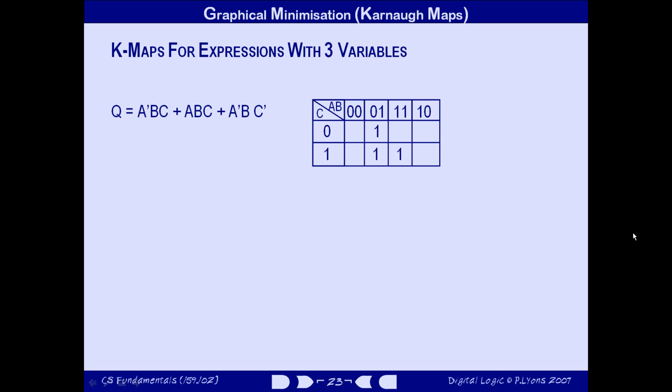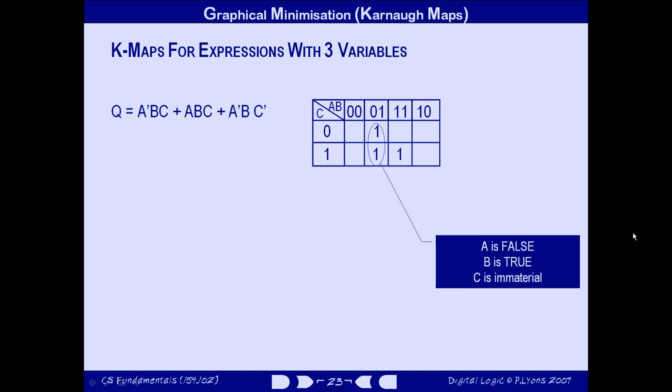So now we start putting rings around pairs of 1s. The first one's simple enough. The vertical pair of 1s corresponds to input situations in which a is false and b is true, whatever the value of c. So it generates a minimized term of not a and b.